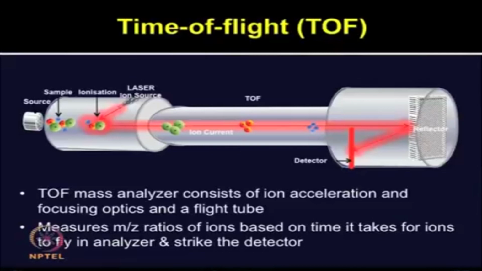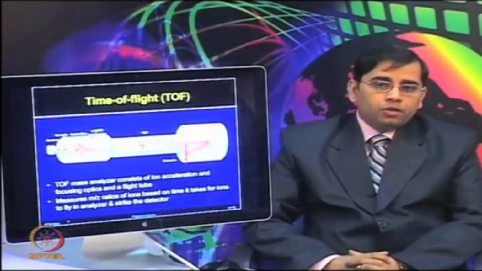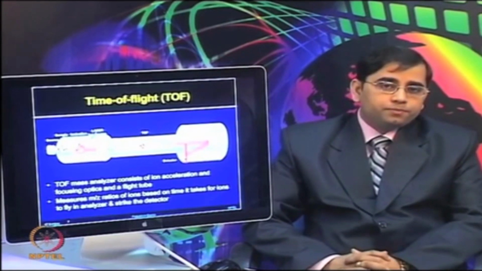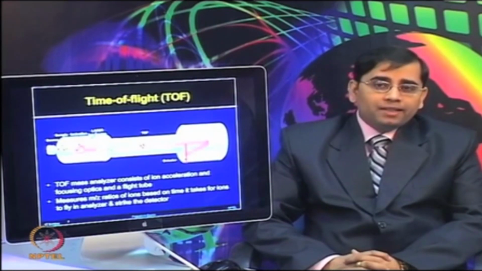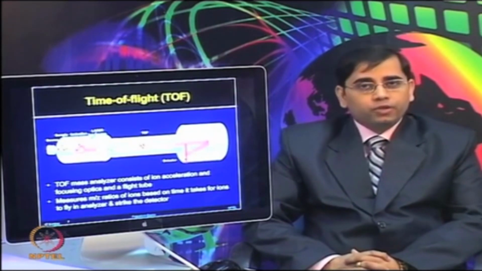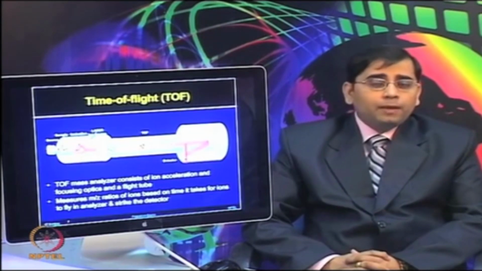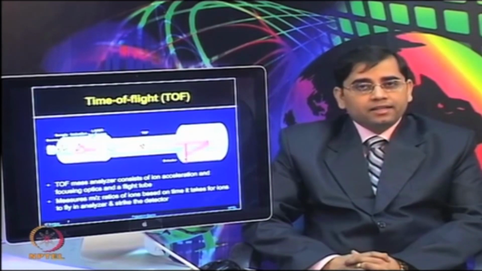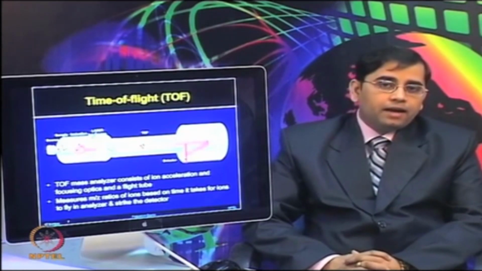So, this time of flight tube measures the mass to charge ratio of ions based on the time it takes for ions to fly in the analyzer and strike the detector. Now, the mass is exponentially proportional to the flight time, how much time it takes to travel in the time of flight tube. So, ions of the lower masses are accelerated to higher velocities. Now, time of flight analyzers often outperform scanning mass analyzers in sensitivity and scan speed.